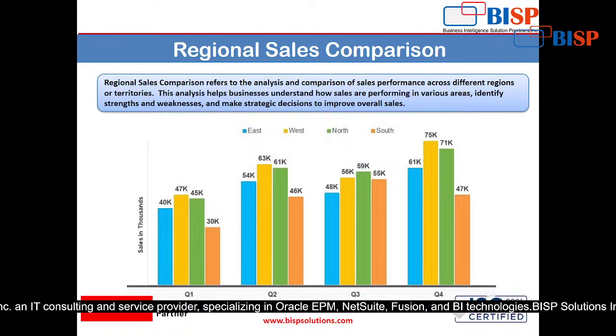Regional sale comparison refers to the analysis and comparison of sales performance across different regions or territories. This analysis helps businesses understand how sales are performing in various areas, identify strengths and weaknesses, and make strategic decisions to improve overall sales.